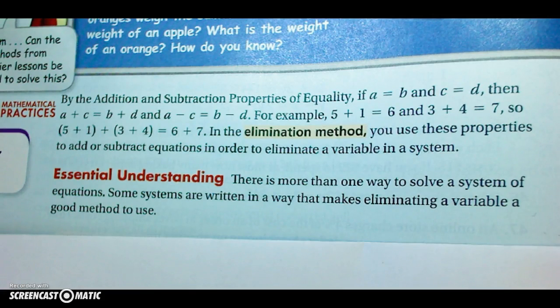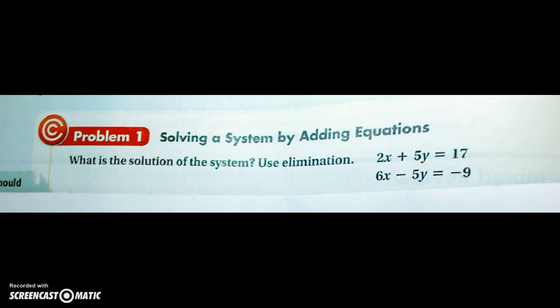There is more than one way to solve systems of equations. Some systems are written in a way that makes eliminating a variable a good method to use. Problem number 1, solving a system by adding equations. What is the solution of the system? Use elimination.